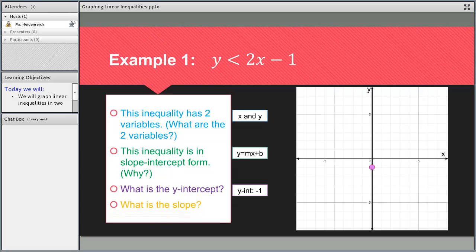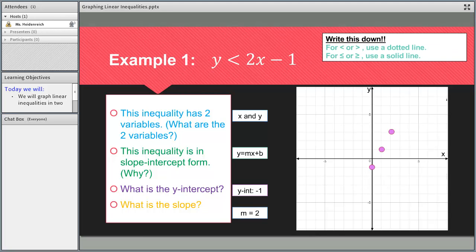And now I'm ready to identify the slope, which is that other number in the slope-intercept form. So the slope is 2. Which means it's really 2 over 1 for my rise over run, so I should be going up 2 and right 1. So I'm ready to graph this line here, but we need to remember this is an inequality, not a line. And so what I'd like you to write down in your notes is how to determine whether or not to use a dotted or a solid line.